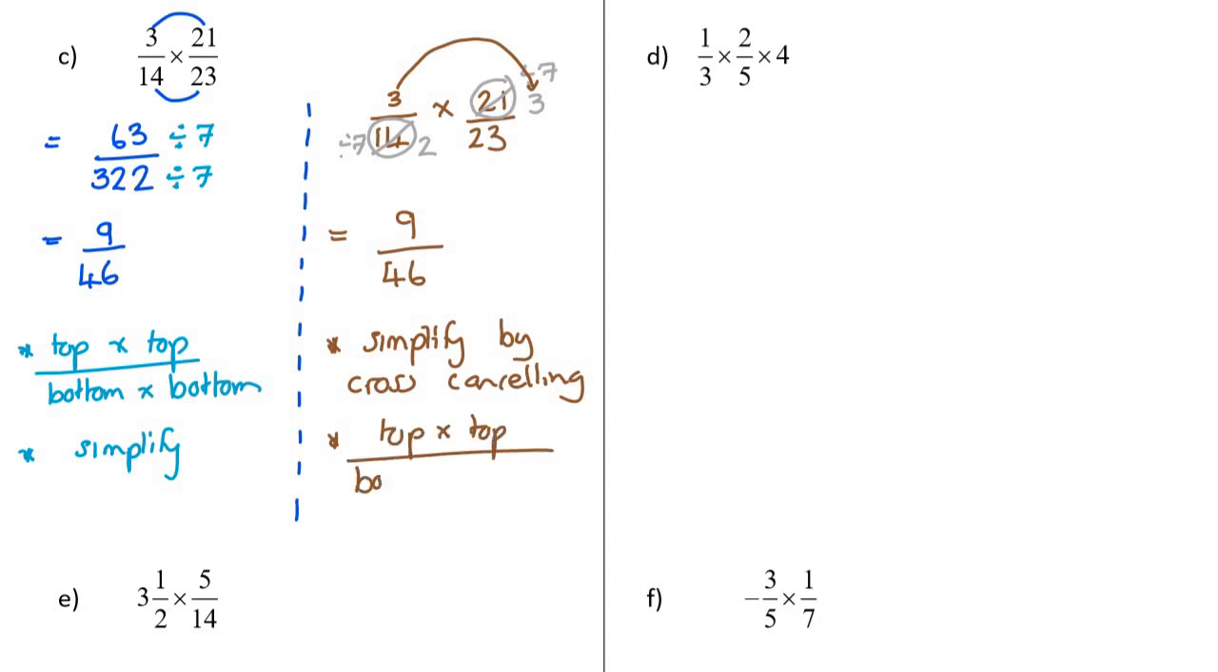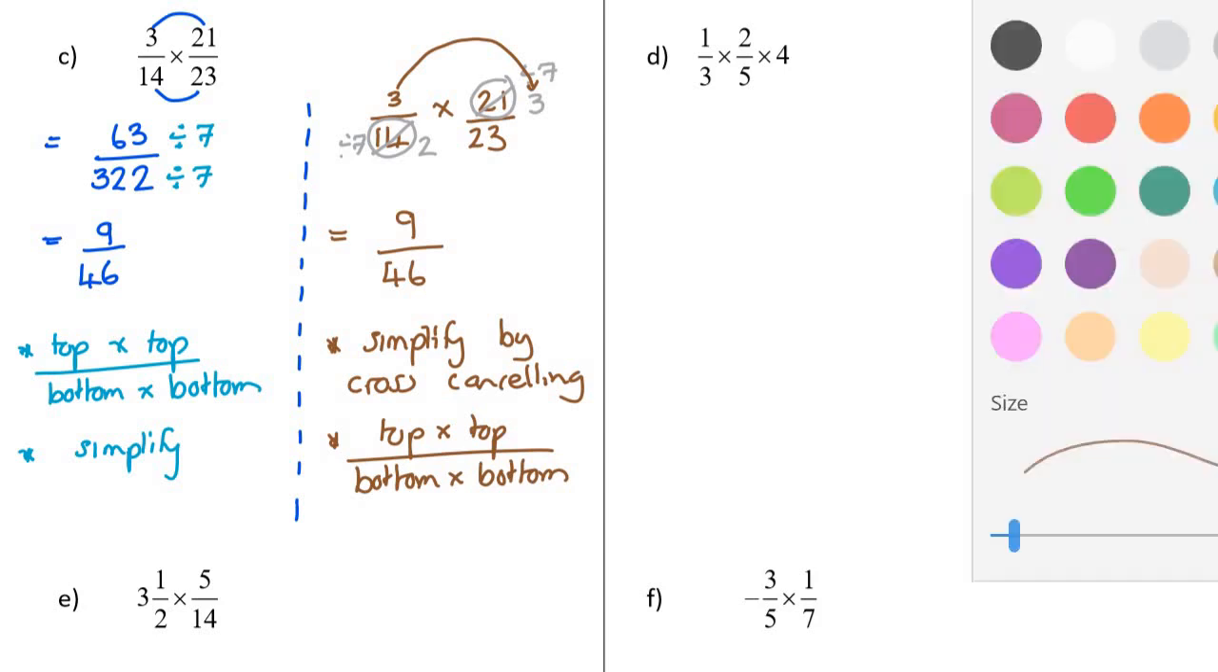Now I should also check that this answer isn't simplifiable, because sometimes you don't cross cancel everything you could and your answer can still simplify. So just be a little bit careful. Okay, let's try the next question.